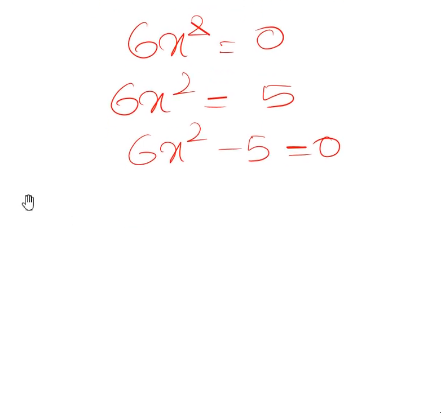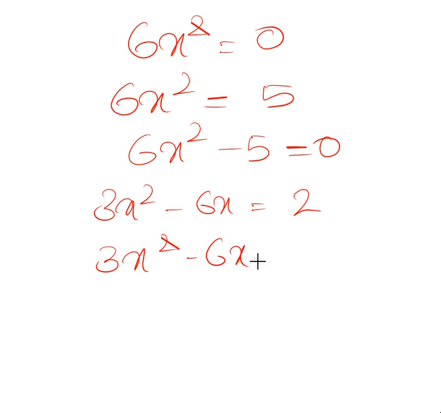Okay, so now we know how we can identify a quadratic equation. Suppose an equation is given, for example, 3x² − 6x = 2. This is a quadratic equation. So how can we convert this into standard form? 3x² − 6x − 2 = 0. This is a quadratic equation in standard form.